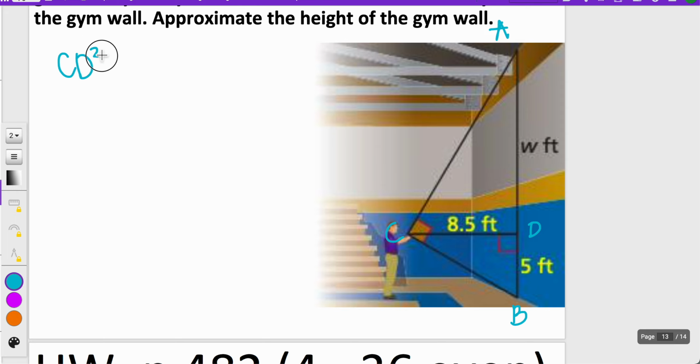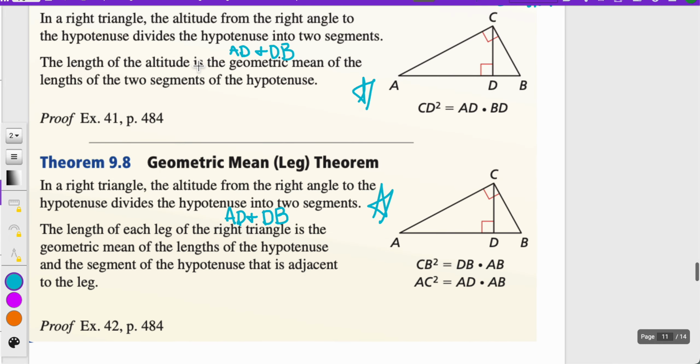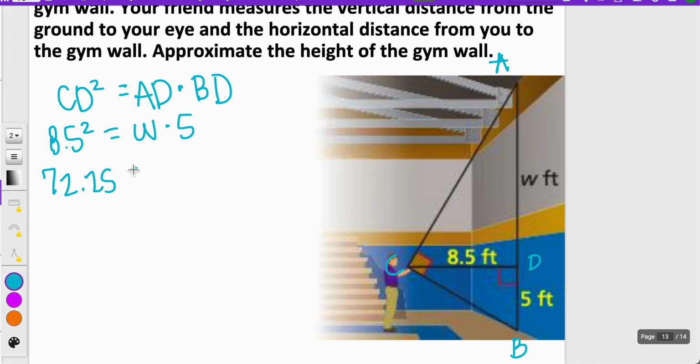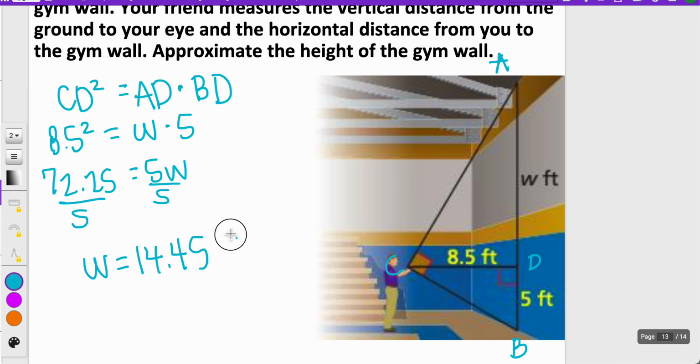Thank you. So what we're going to do is still use our CD squared. So this is our original one, but we're going to solve it for AD. So AD times BD. So I know CD squared would be 8.5 squared. And then AD is missing, so that's our W, but our DB is 5. Okay? So 8.5 squared will be our first stop, 72.25, and then is equal to 5W. Divide both sides by 5. We're going to get W is equal to 14.45 feet.